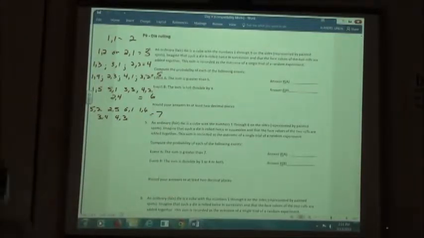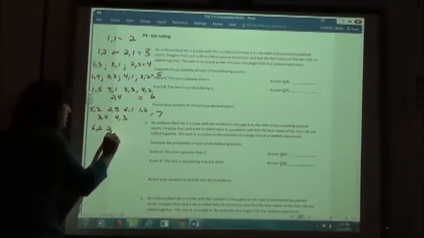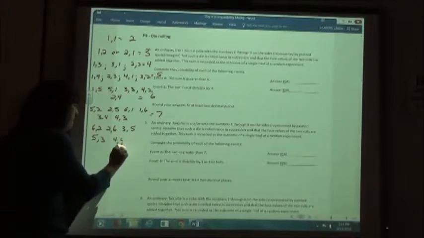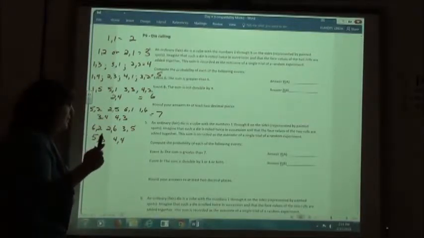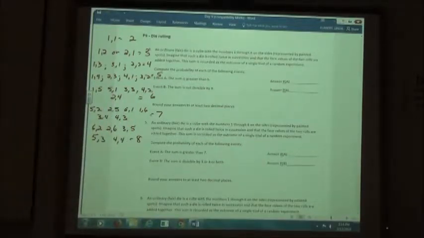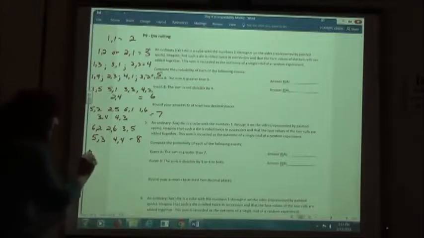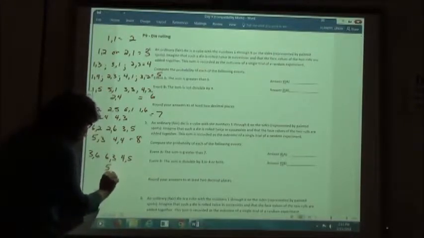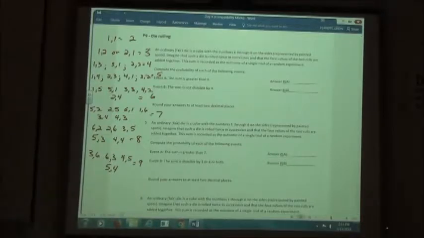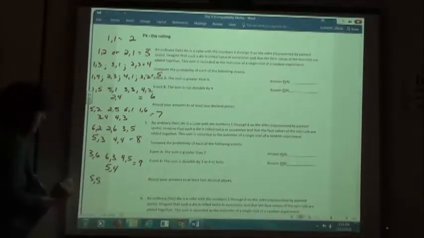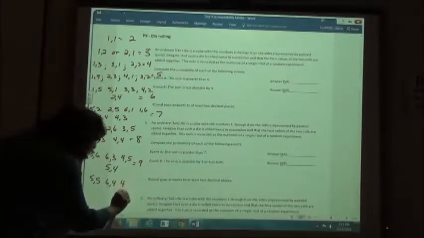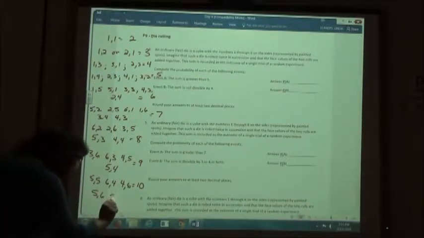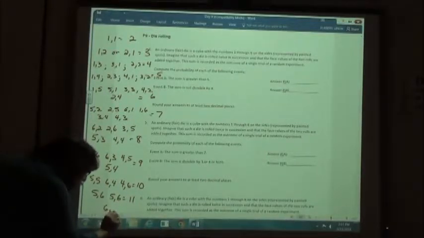8. 6 and 2, 2 and 6, 3 and 5, 5 and 3, 4 and 4. 7 and 1, 1 and 7. Can we get a 7 on our dice? Oh, nope. 9. 3 and 6, 6 and 3, 4 and 5, 5 and 4. 10. 5 and 5, 6 and 4, 4 and 6. 11, 6 and 5, 5 and 6. And 12. 6 and 6.